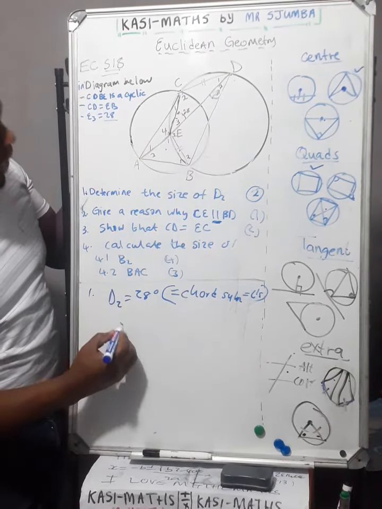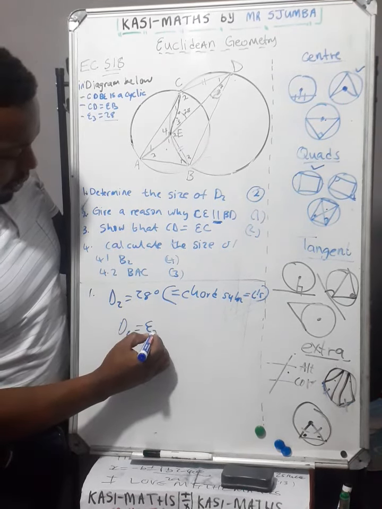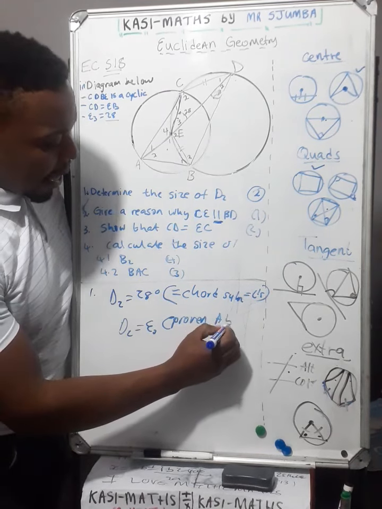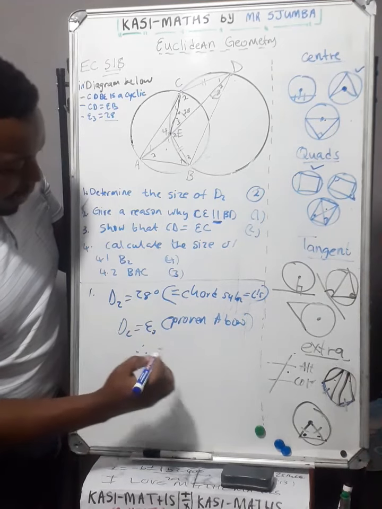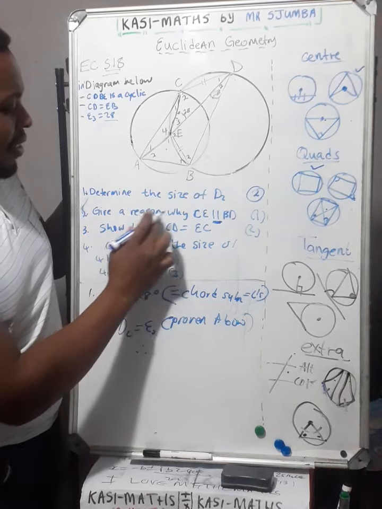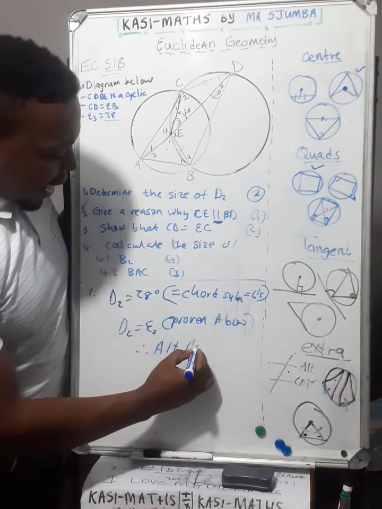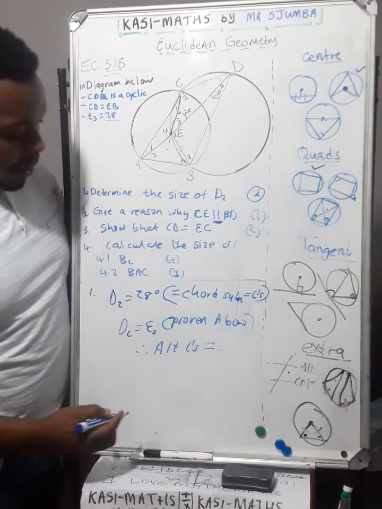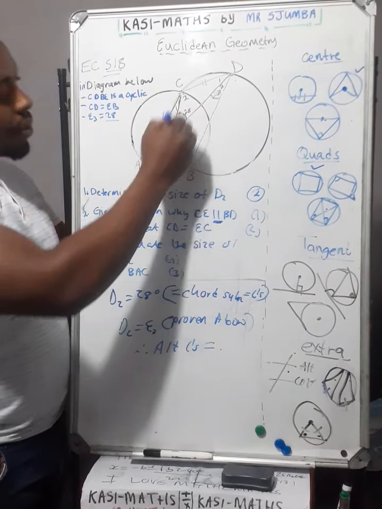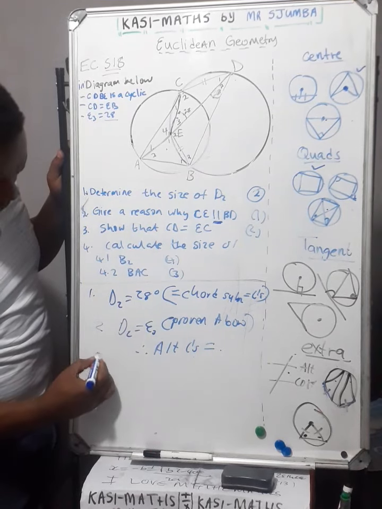So the answer will be D2 is equal to E3, right? We can say it's proven above. Therefore, we should give a reason why. So the reason will be just alternating angles equal. Alternating angles equal. That is what makes CE parallel to DB. So this is number 2.